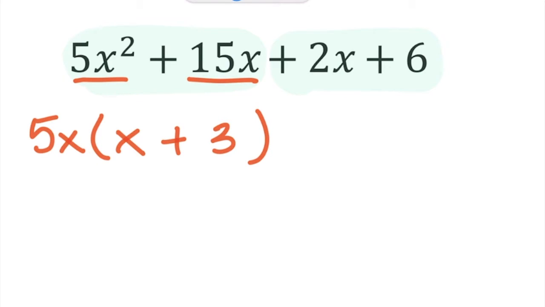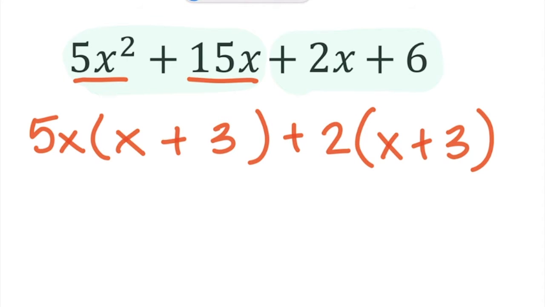comfortable with this. For the second group, we've got 2x plus 6, and our GCF of those 2 terms, just that second group, the numerical GCF is 2, and we don't have a variable GCF. So if we factor out or divide 2x by 2, we're left with an x. And if we divide 6 by 2, we're left with a positive 3. And then I want you to notice what those 2 things have in common. They both have an x plus 3 in common.